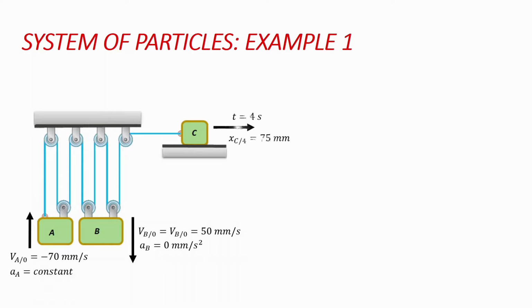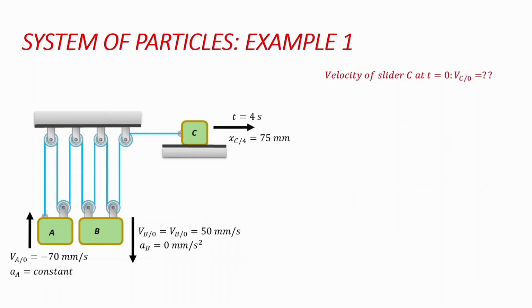And finally, we're given some variables for C as well. We're given the displacement of C after 4 seconds. And it's positive because it's moving away from the system. It's moving towards the positive direction of the x-axis. And we're told to find the velocity of slider C when time is equal to 0.